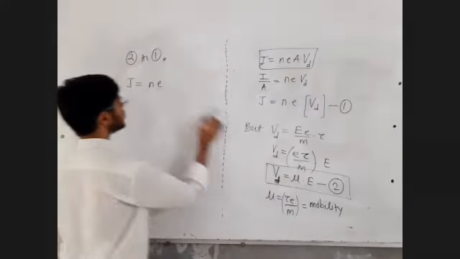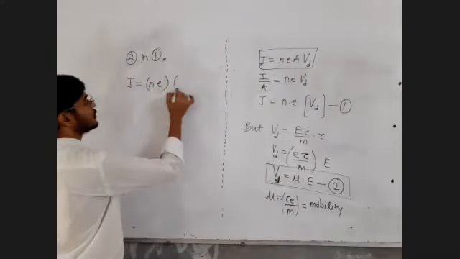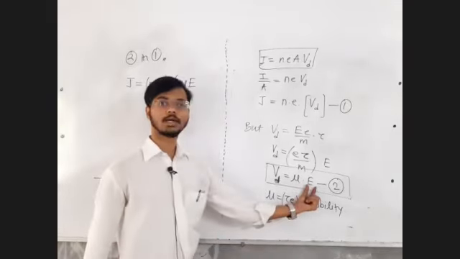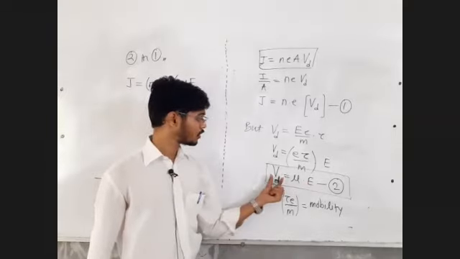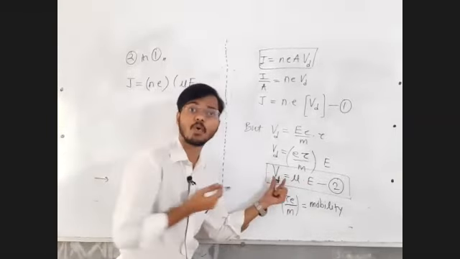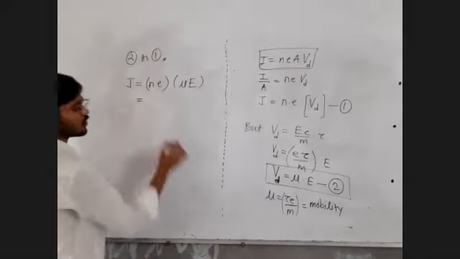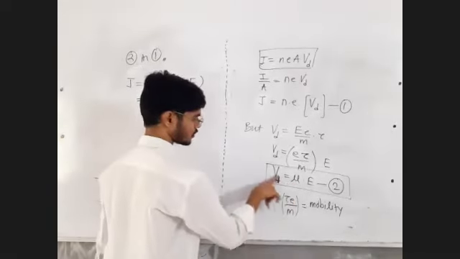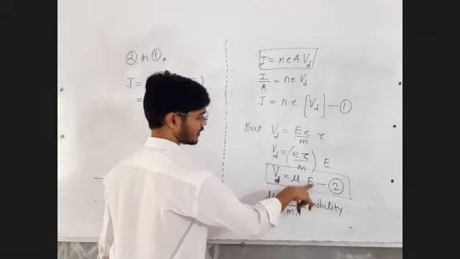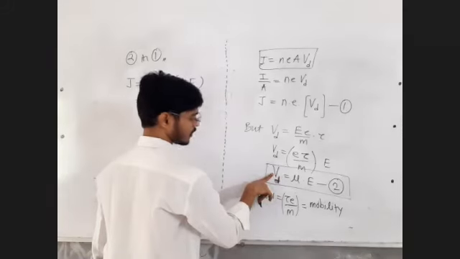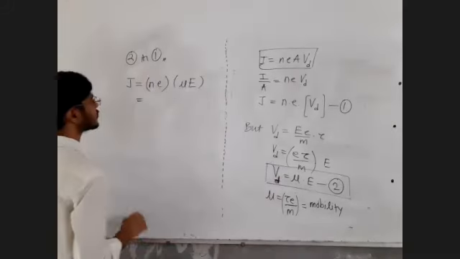Mobility into electric field. So for a given electric field, drift velocity will be more if the mobility is more. You can figure out the unit of mobility on your own. This is velocity, this is electric field. Electric field is force per unit charge, newton per coulomb. Drift velocity is meter per second.